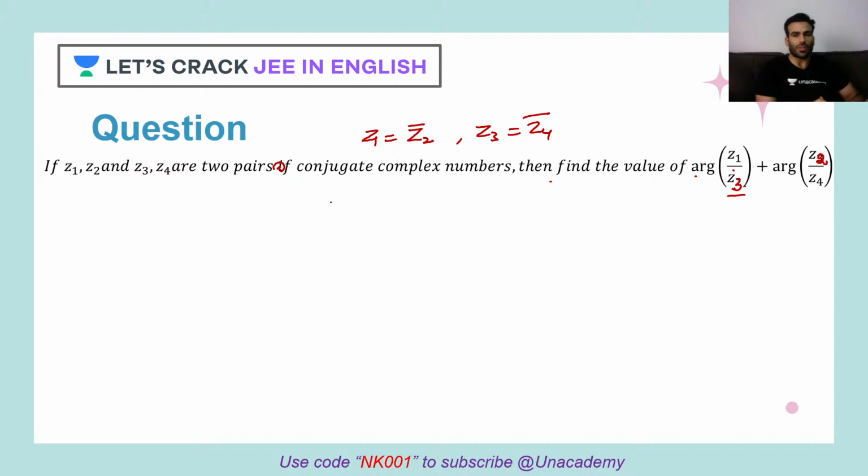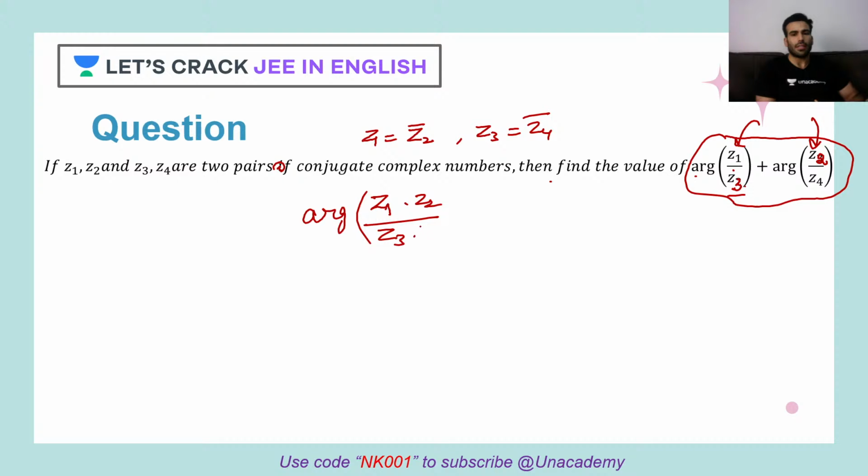So what we'll do in this question is, as you know, argument addition happens only when we multiply two complex numbers. So addition of these arguments means these two complex numbers are being multiplied. So we have to eventually find the argument of Z1 into Z2 by Z3 into Z4. Now, what is the argument of Z1 and Z2?